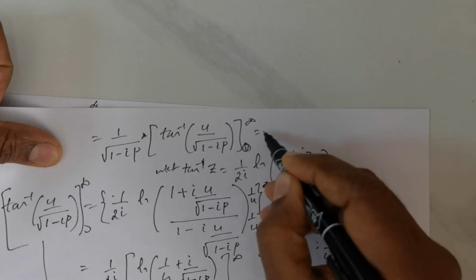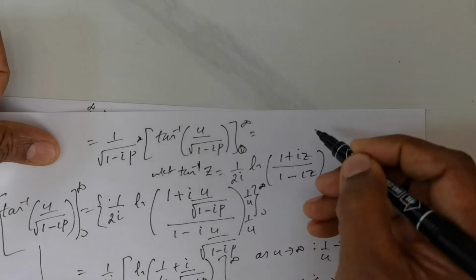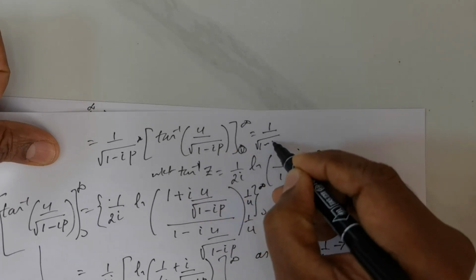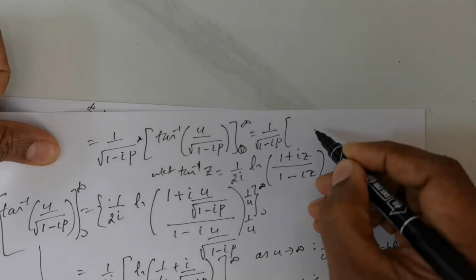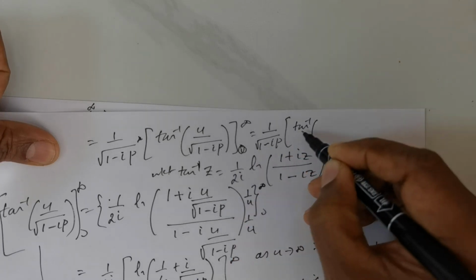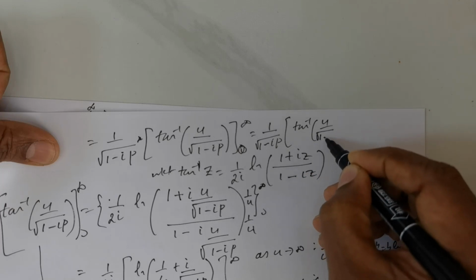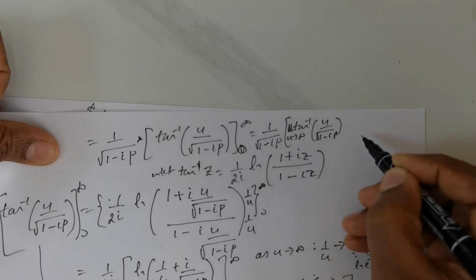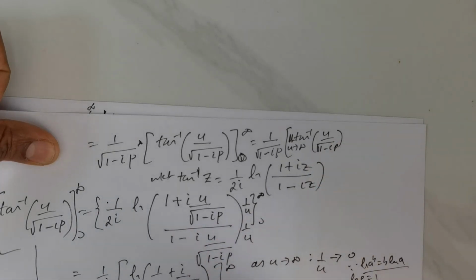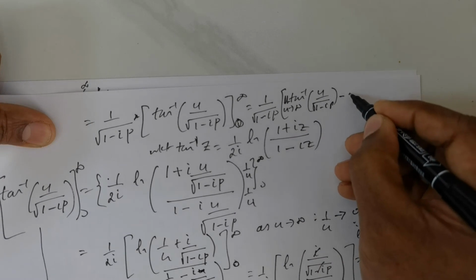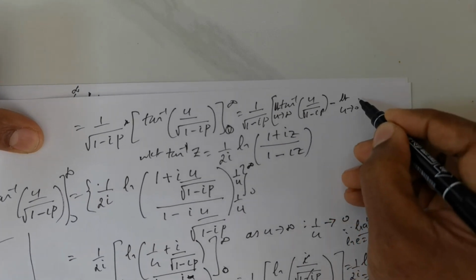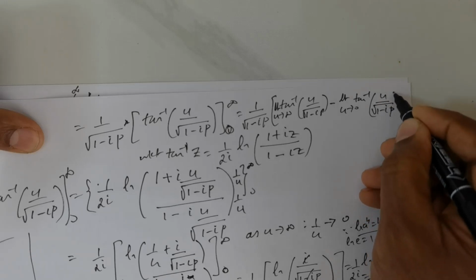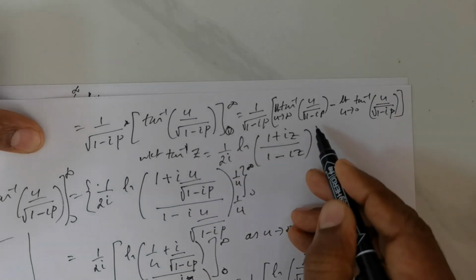For the lower limit, all I need to do is substitute 0 there. So what is exactly this? This is nothing but 1 over root of 1 negative i times p. You substitute the upper limit, so I need to work for the upper limit: tan inverse of u over root of 1 negative i times p, for limit u tending to infinity. So to handle this, I did all of this minus limit u tending to 0 of tan inverse of u over root of 1 negative i times p. So this is what we are required.